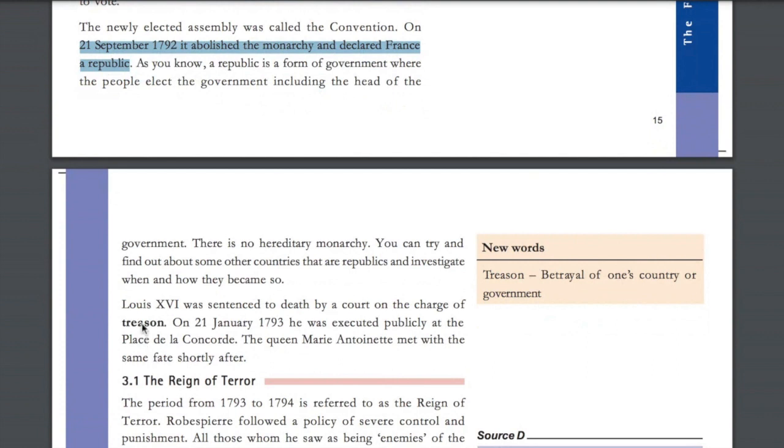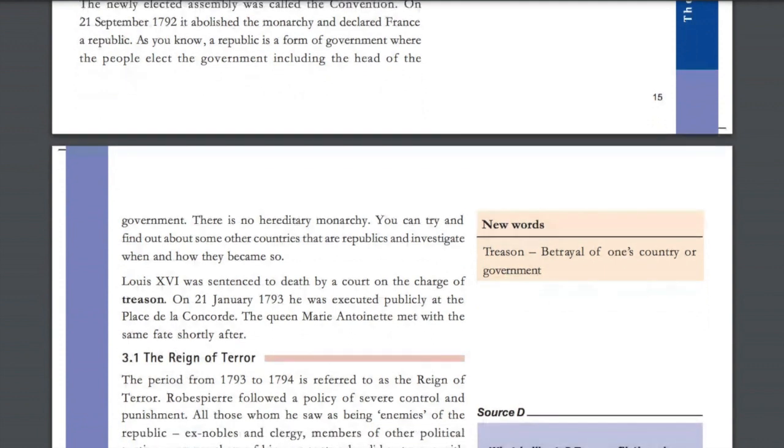So Louis XVI was sentenced to death by a court on the charge of treason. Treason means betrayal of one's own country or government. So he betrayed his own France, right? Because he got into secret negotiations with Prussia, and he wanted Prussia to attack France, and he wanted to save France and become a hero, and wanted to gain back his own power. So he was charged with treason and sentenced to death.